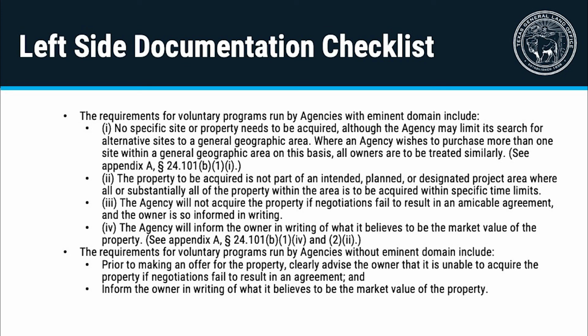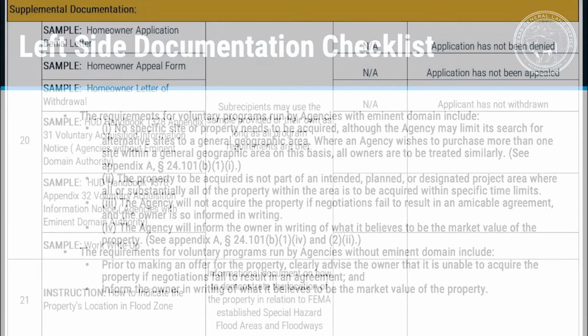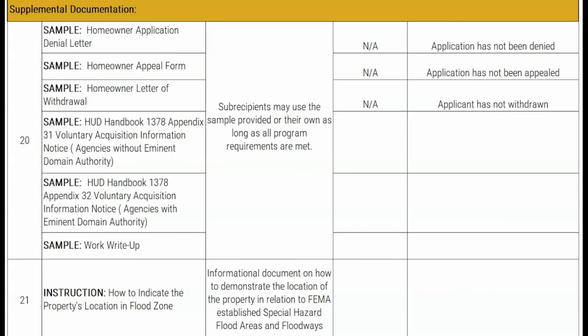24.101(b)(1)(iv) and (2)(ii). The requirements for voluntary programs run by agencies without eminent domain include: prior to making an offer for the property, clearly advise the owner that it is unable to acquire the property if negotiations fail to result in an agreement, and inform the owner in writing of what it believes to be the market value of the property. A letter should be sent to the homeowner informing them of these rights under a voluntary acquisition program.